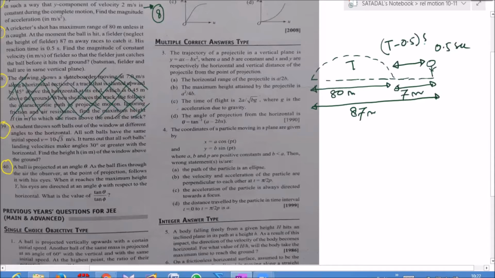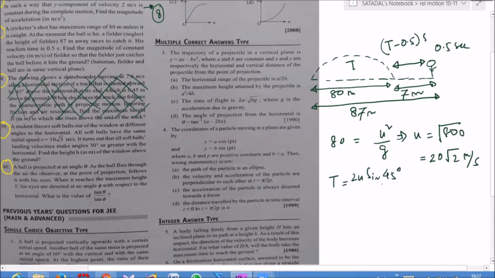So that's it. So now let us do one thing. Range 80 is a maximum range, means what's the formula? U square by g. So U is equal to root under of 800, that is 20 root 2 meter per second. Correct only? T is equal to, how much is that? 2u sine 45 degree divided by g. So if you calculate, it will come to be 4 second.